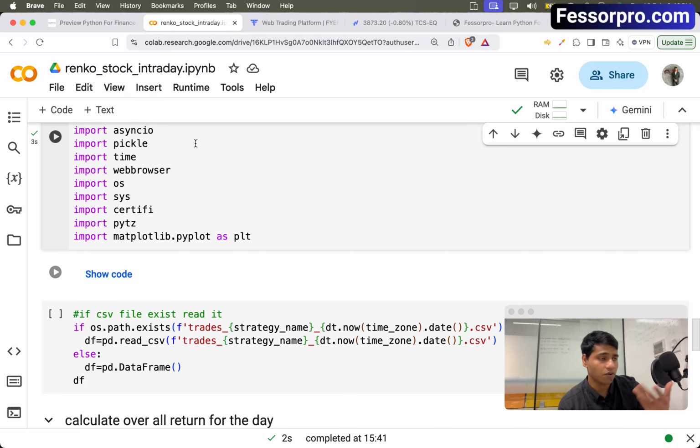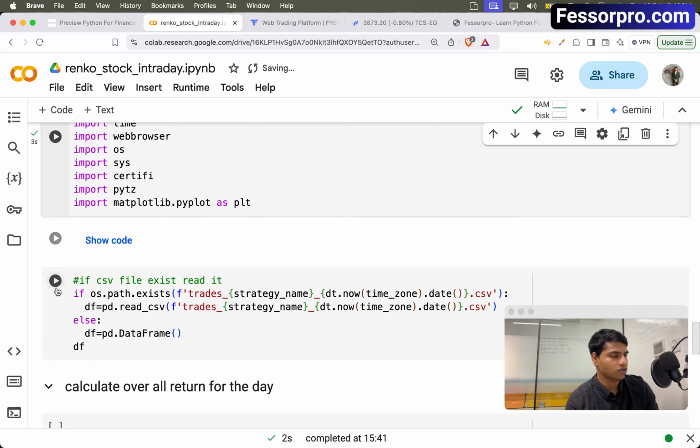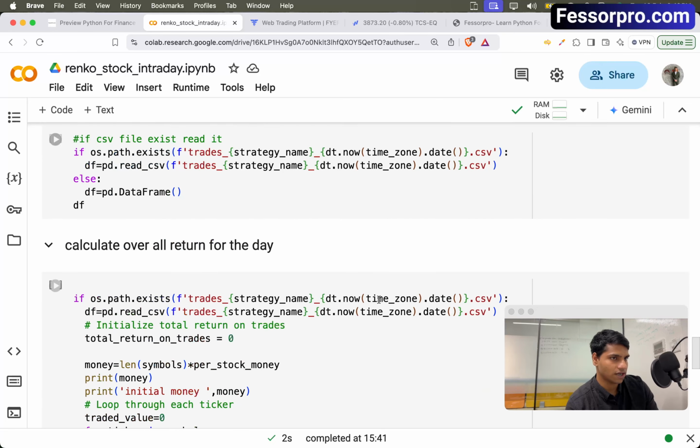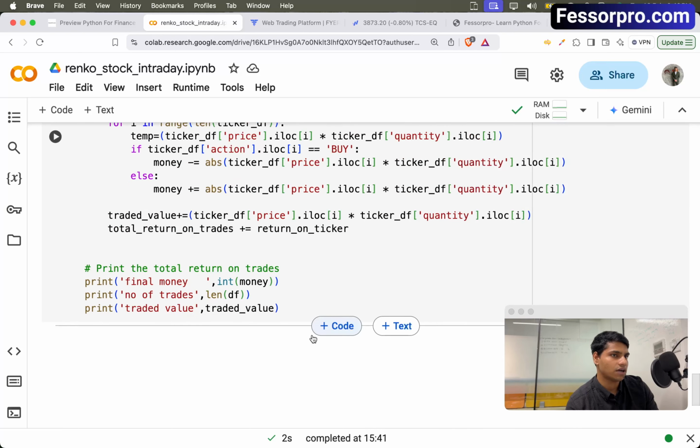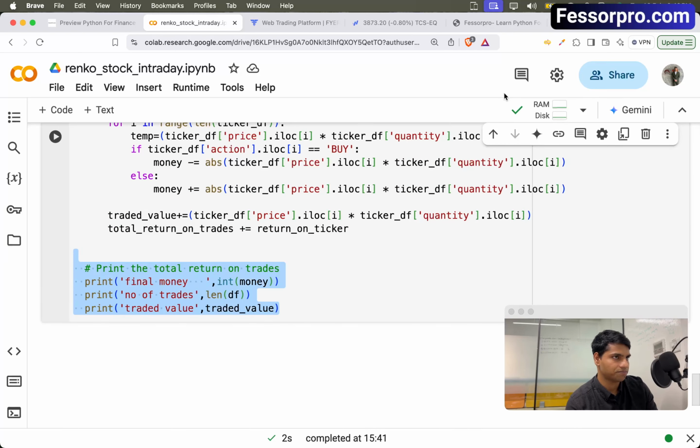If possible, try to run it on your local computer, because a local computer won't stop in between unless your computer sleeps on its own. Now, once you are done running the strategy and you reach the end time, you can click here. It will show you the entire data frame, and you can click here to understand how much profit and loss you have made on that day.